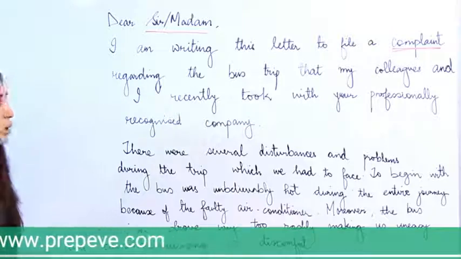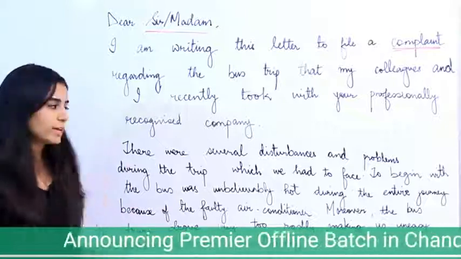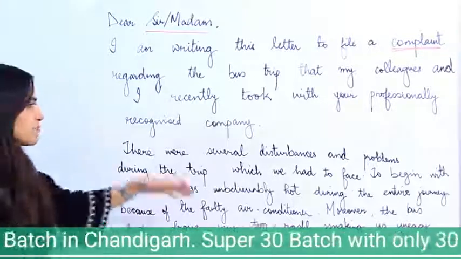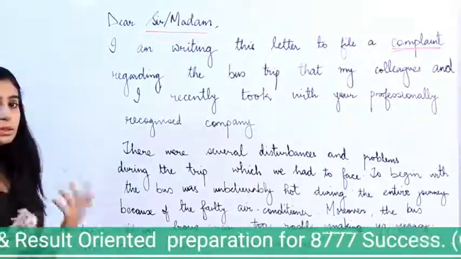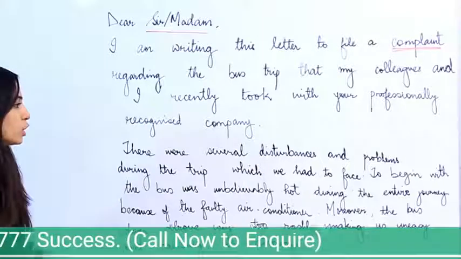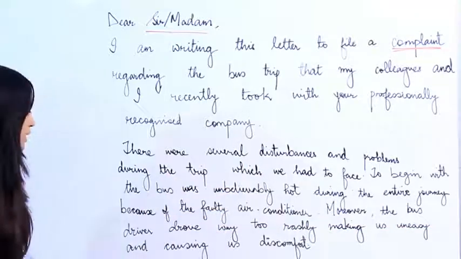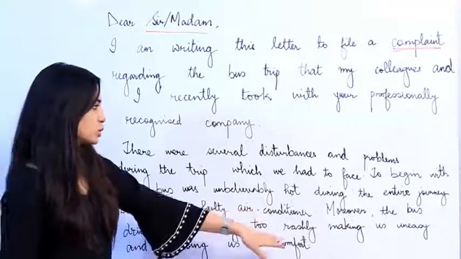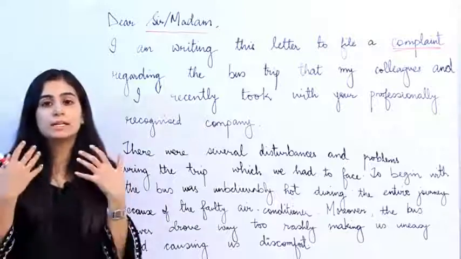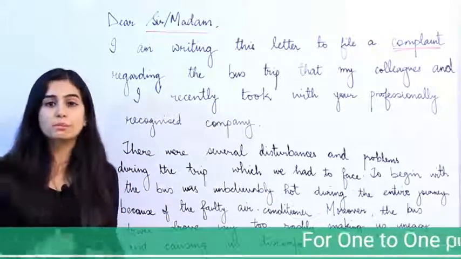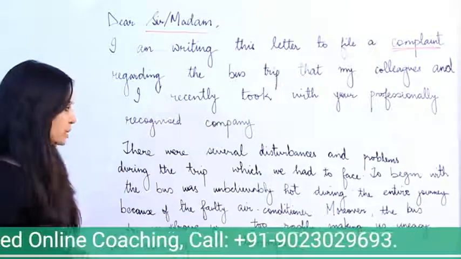Coming to the next part, the first bullet point asks us what the problem was and why we faced that problem. So there were several disturbances and problems during the trip which we had to face. What were the problems? You have to mention the problems now. To begin with, the bus was unbelievably hot during the entire journey because of the faulty air conditioner. So what was the very first problem that you faced? It was that the journey was terribly hot, really unbelievably hot. So what was the reason behind it? It was the faulty air conditioning.